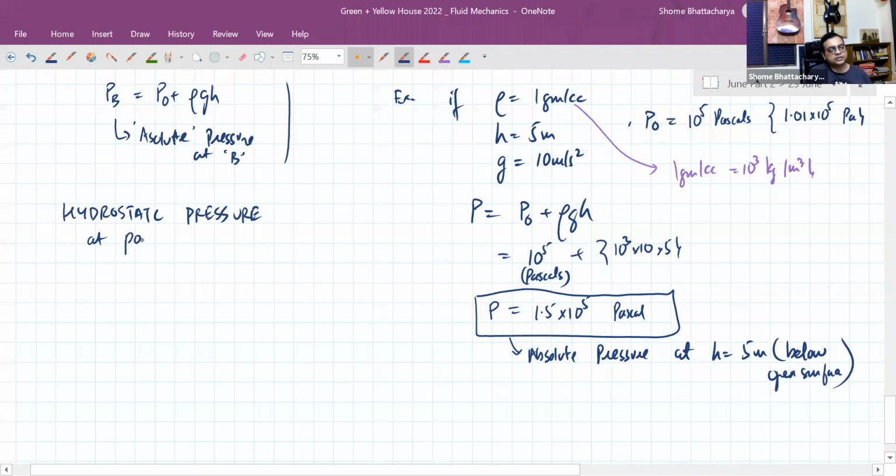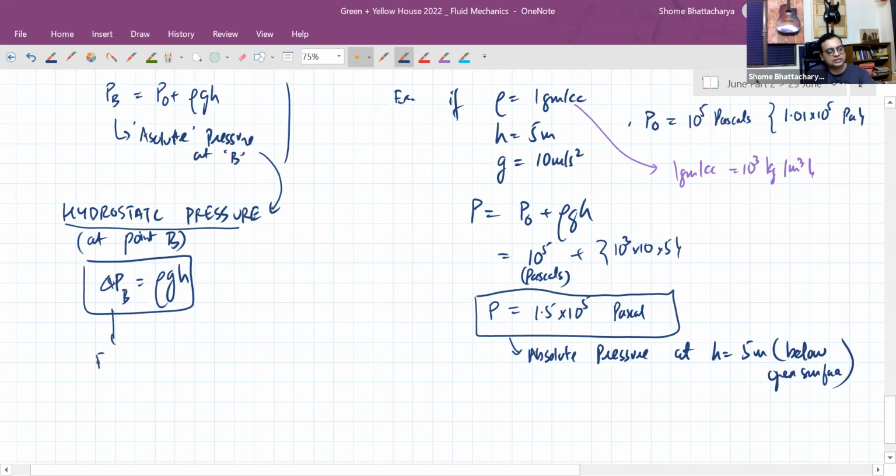At the point B, for example, from the above example. So at any point like B from the above example, what is the hydrostatic pressure at that point? Hydrostatic pressure at that point is the excess pressure due to the presence of the liquid. So it is just rho gh. So it is basically the excess pressure. Had the liquid not been there, it would have been at atmospheric pressure.